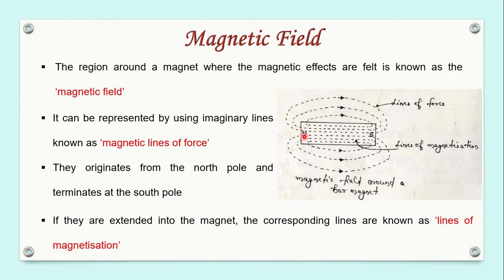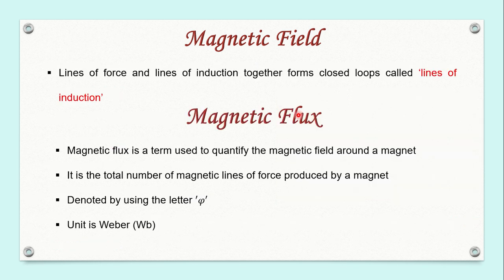So magnetic lines of force originate from the north pole and terminate at the south pole. If the lines of force are extended into the magnets, the lines obtained are known as lines of magnetization. So magnetic lines of force and lines of magnetization together form closed loops, and these closed loops are known as lines of induction.